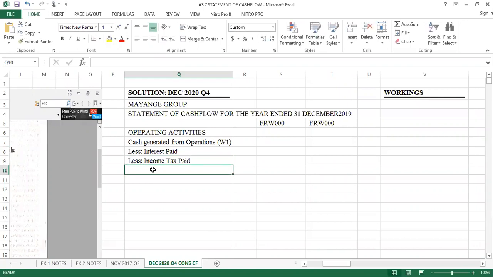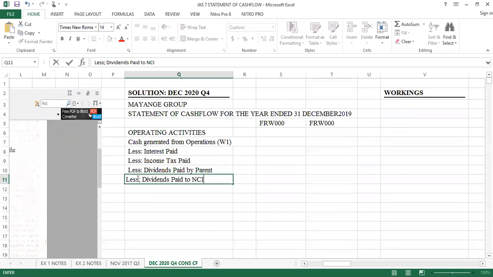you less dividends paid by the parent, the normal dividends, I call it dividends paid by the parent. If we are assuming the other members were not there, if there was no group, the parent could have still paid dividends to other shareholders. And then because there was a group, there are also dividends paid to NCI. Remember, this was the last point that I put in consolidation.